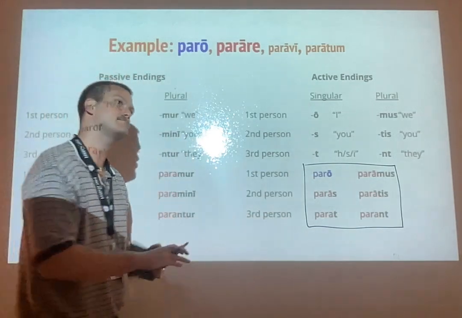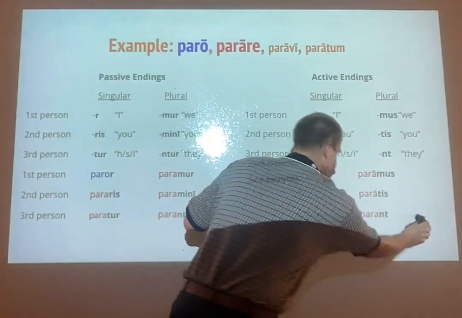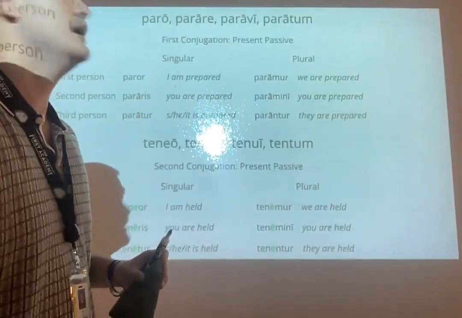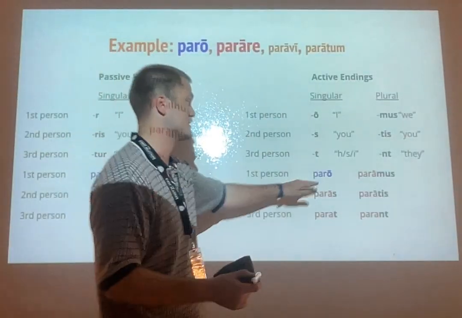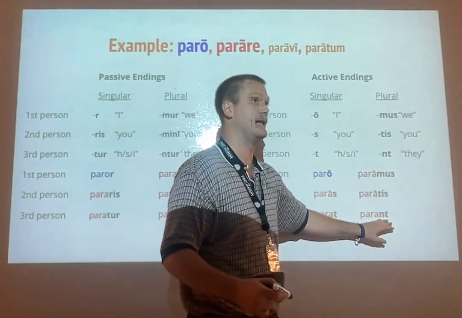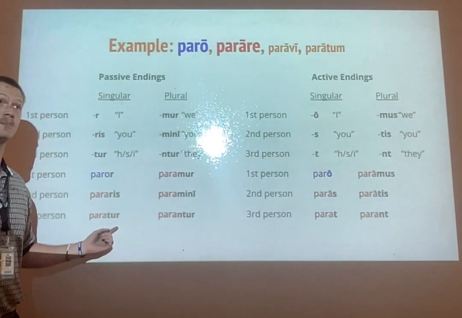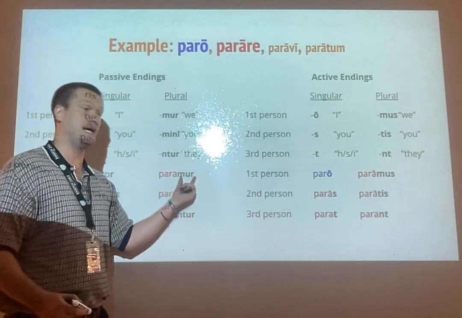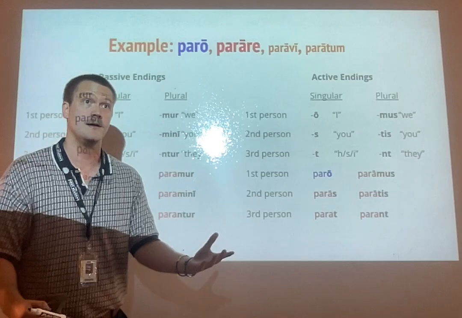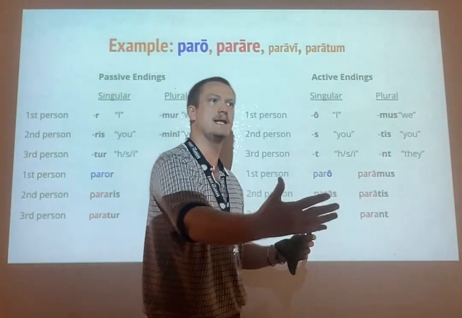Would it be like, active, I design? Yes, very good. So let's just translate these for a second. O means I, S means you, T means he, she, it, mus means we, tis means y'all, and nt means they. It doesn't change. R means I, ris means you, tur means he, she, it, mur means we, mini means y'all, and ntur means they. You guys see how it's the same? However, what is being asked is how they translate now. And that's what we're getting to today.